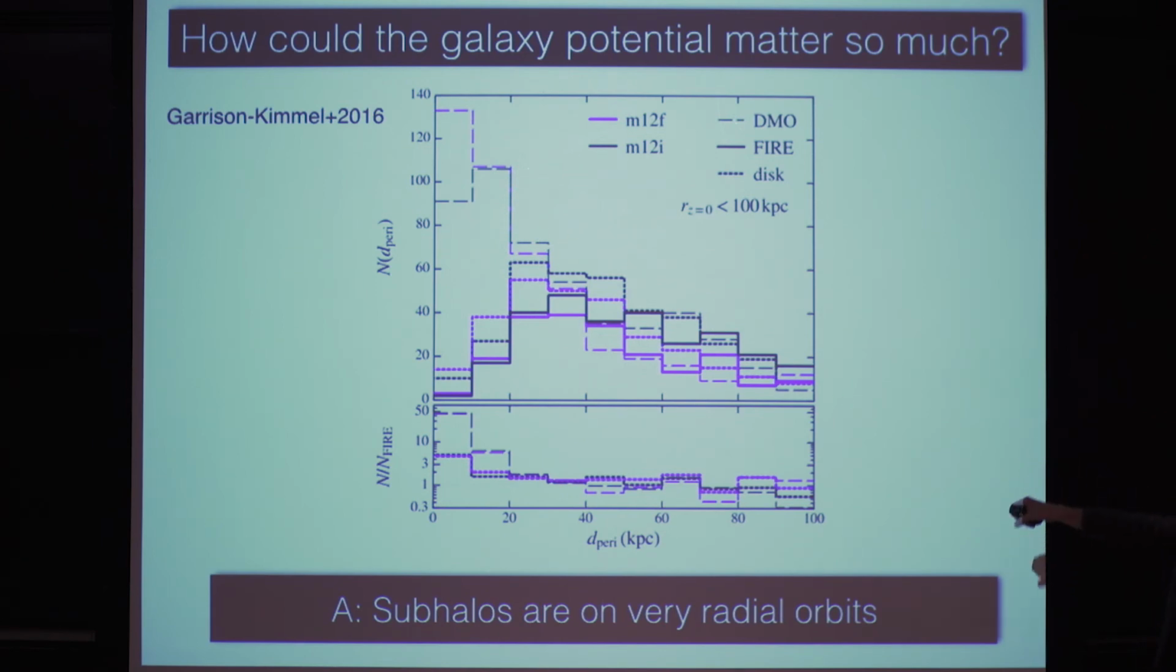Then you do the same thing in the full hydro runs and ask, what's the pericenter distribution of everything within 100 kiloparsecs? And you see everything that has pericenters within 20 is just gone. So basically, subhalos are on very radial orbits. And if you get too close to the center and there's a galaxy there, you get destroyed. And that is enough to create this huge effect, all the way out to fairly large radii in these systems. And it's a pretty robust dynamical effect. And I don't think it's that sensitive to feedback and stuff like that.